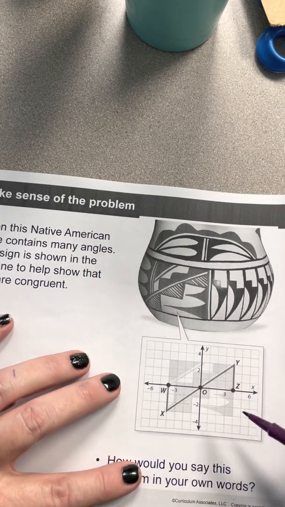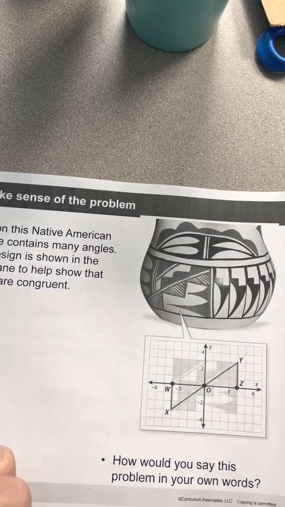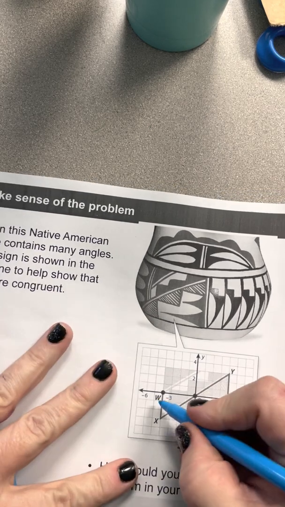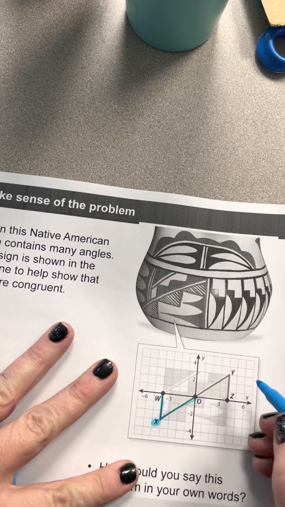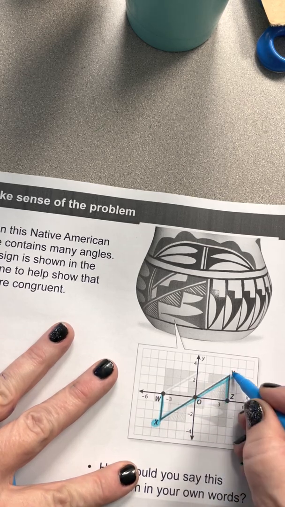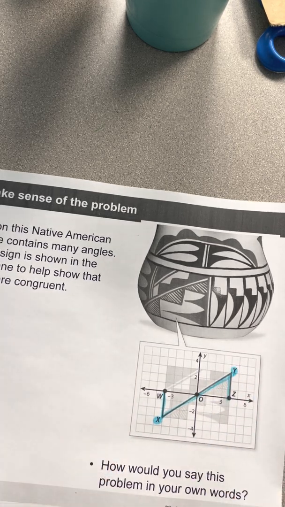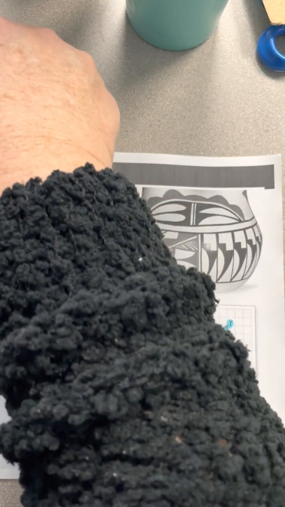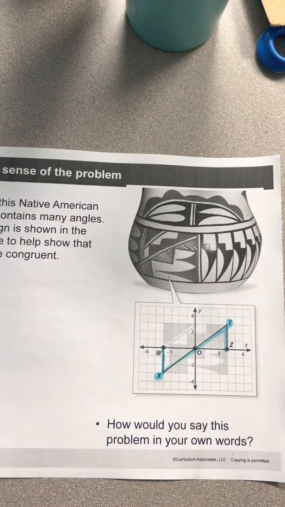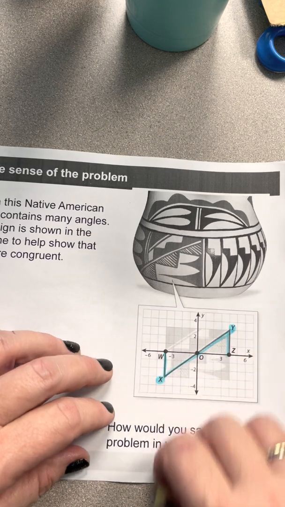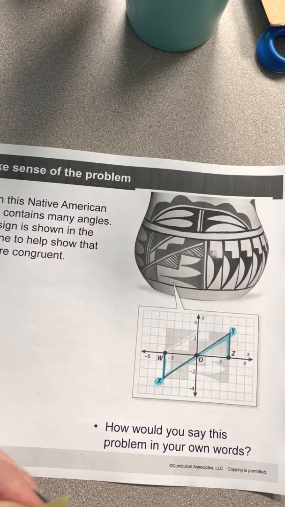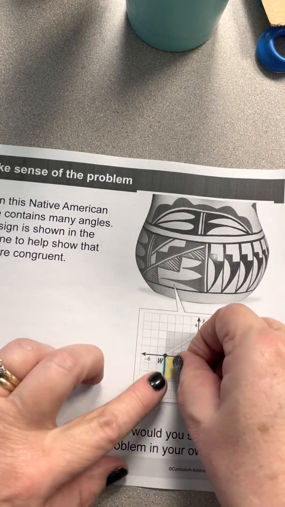Well, on this coordinate grid, they have given us two angles, and they want us to see what we can do to this angle. We'll call it X. We'll call this one Y, because those are the vertices. If I cut this shape, what could I do? What transformation could I perform to prove that it's exactly that size?